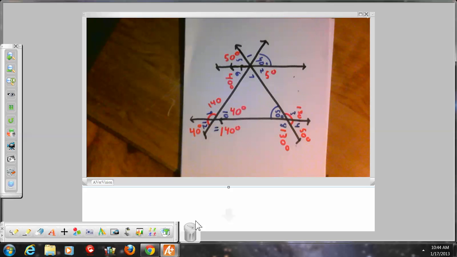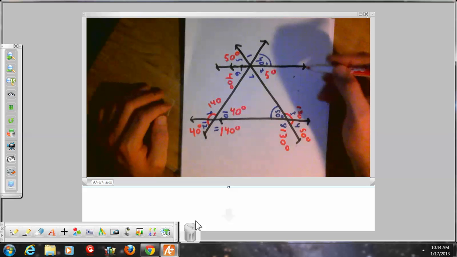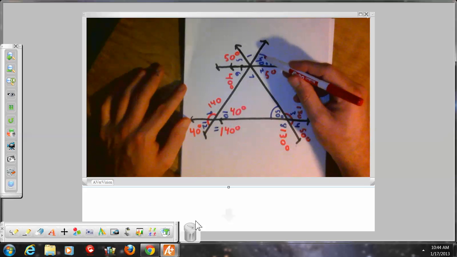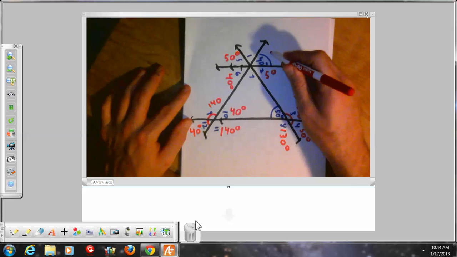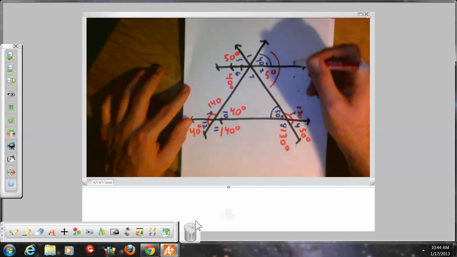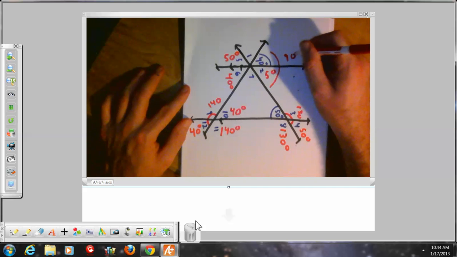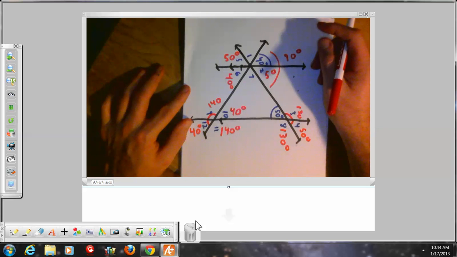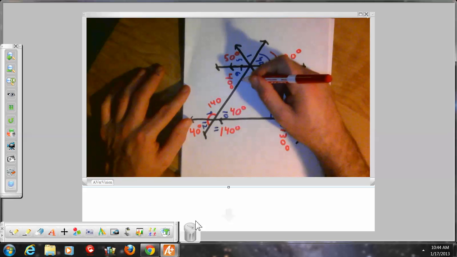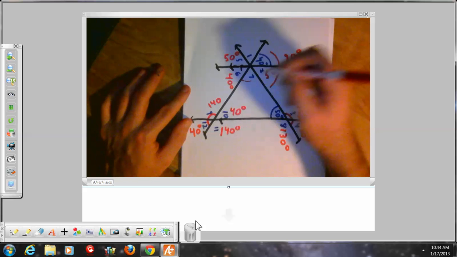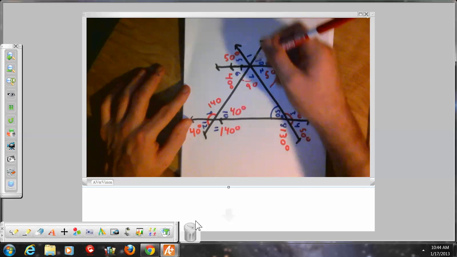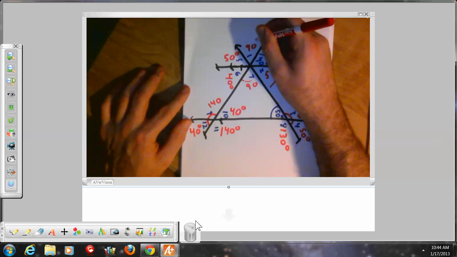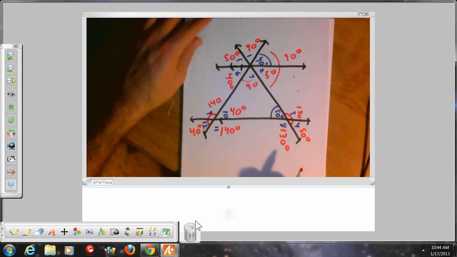And the last angle, there's a number of ways we can get it, but what we can do here is we know that 50 and 40, we know that this angle here is going to be 90 degrees. Right, that's a 50 and a 40. And that's going to be supplemental to this angle over here. So this is going to be 90, and this is going to be 90. And that fills in our chart.